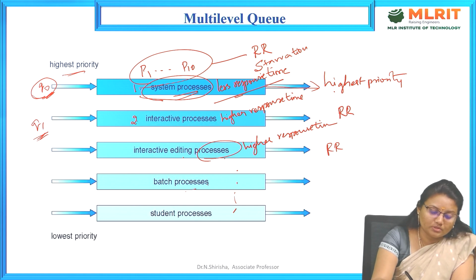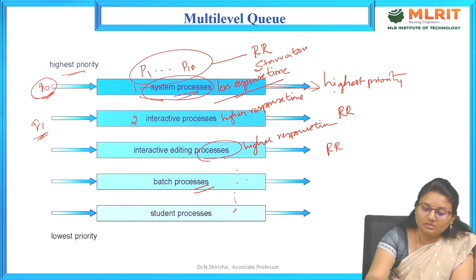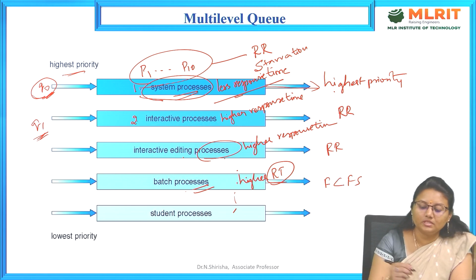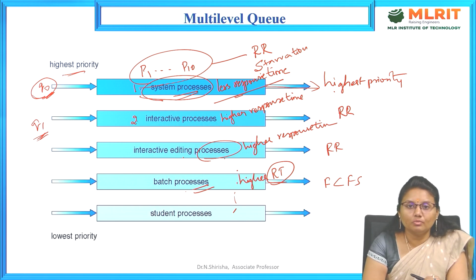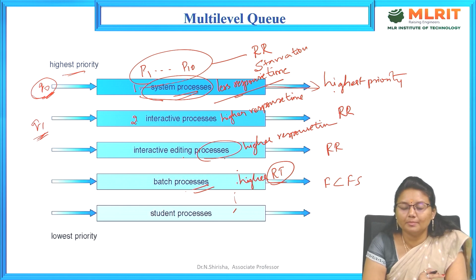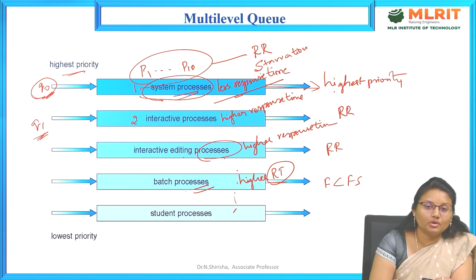Next is the batch process. Batch processes have a higher response time again. When there is a highest response time, here we may use FCFS, where the response time will be higher because all the processes, one after the other, have to complete their executions. Even though the burst times are lower or higher, the complete process should execute, and only then can the next process execute. That is about the batch process.